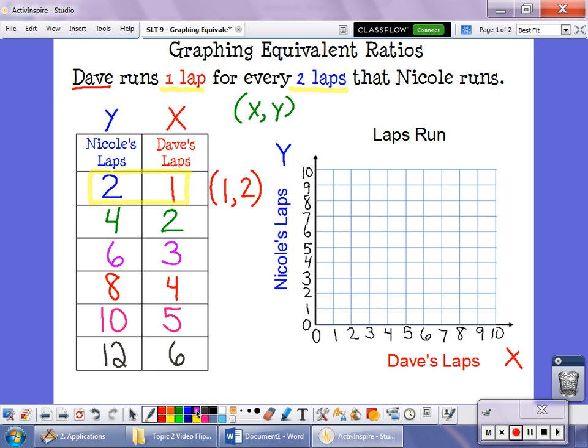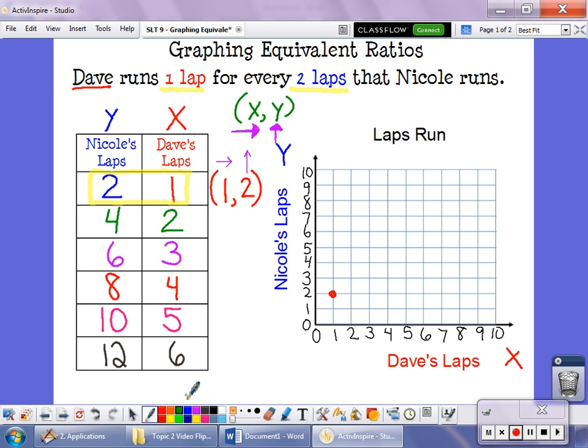Another thing to keep in mind with coordinate graphs is your x value tells you how far you go across the x-axis, and your y value tells you how far you go up the y-axis. So the first number is always going to tell us how far we go to the right. Our second number is going to tell us how far up we go. So in this case, we're going to go over, starting at 0, 0, over 1 of Dave's laps and up 2 for Nicole's laps. And we'll stick a dot right here. And I'll actually do that dot in red because I wrote this ordered pair in red right here.